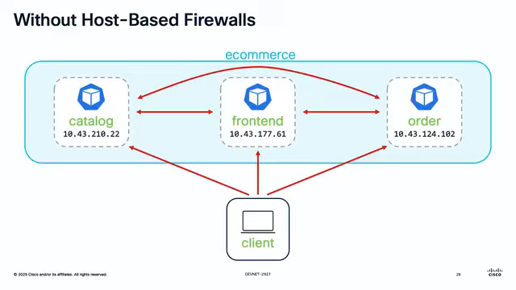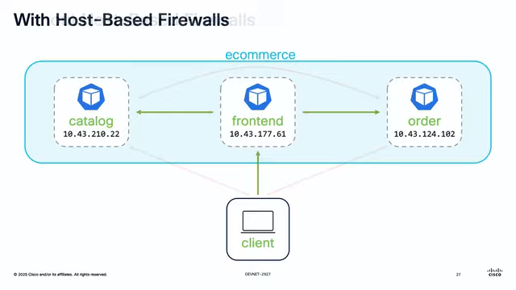So these are 3 different pods that are running inside of this e-commerce environment. And without any kind of firewalling, the client that comes in is able to communicate with all of these different things, and they're all able to communicate with each other. Ultimately though, the client only needs to be able to communicate with the front end. Why would the client need to be able to talk directly to the order server or to the catalog server? It doesn't make sense. That opens up risk.